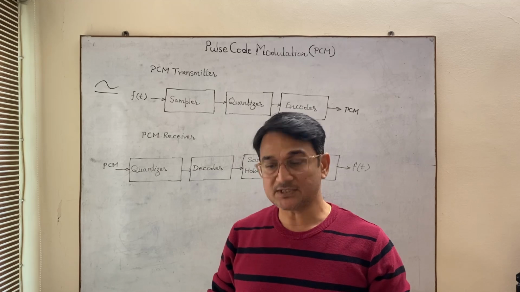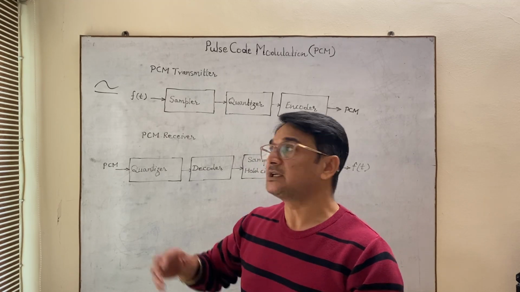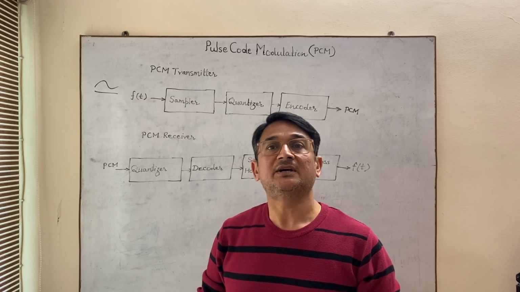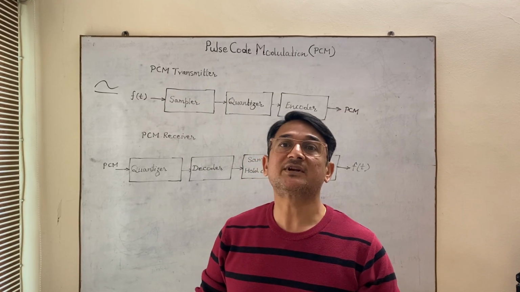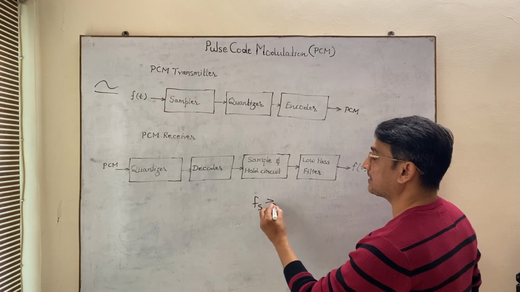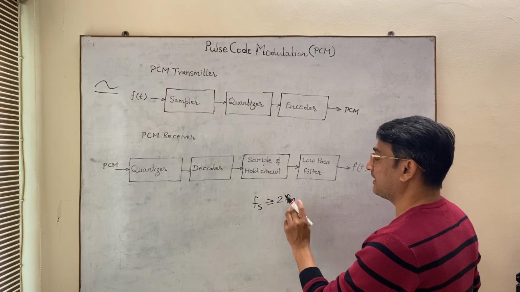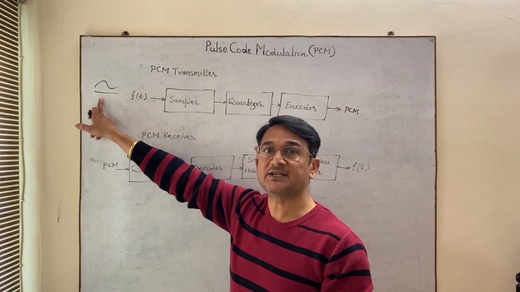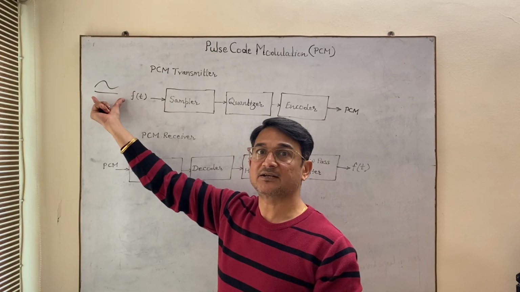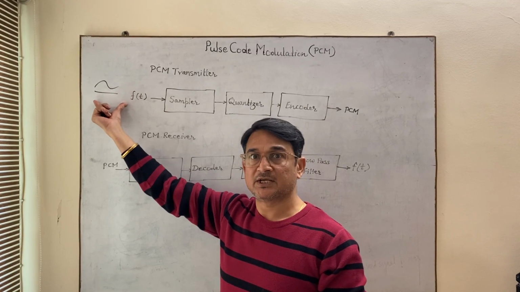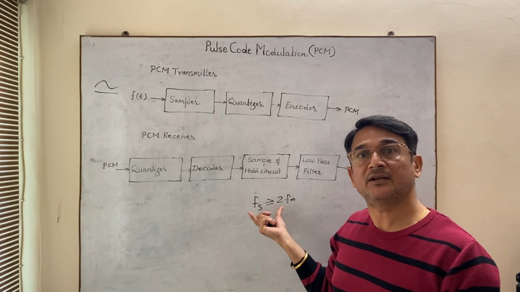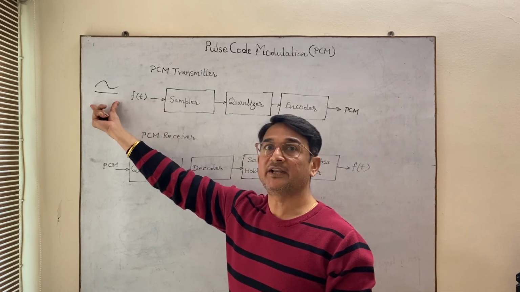Sampler circuit, what does it do? The sampler circuit converts the analog signal into its corresponding samples with the help of the sampling theorem. What is the sampling theorem? The sampling frequency fs should be greater than or equal to twice fm, where fm is the frequency of the modulating signal which we want to transmit. So suppose this signal needs to be transmitted and it has frequency fm hertz. We need a sampling frequency which should be either equal to or greater than twice the modulating frequency.